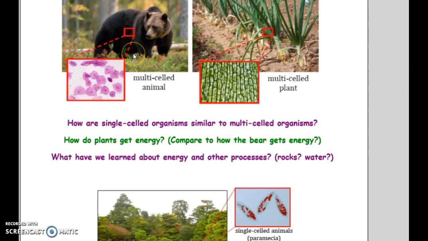Okay, so this just shows a picture of a bear, a multicelled animal, and a multicelled plant, and you can see under a microscope what their cells would look like. So you can see the animal cells, right, have a less defined shape, while the plant cells have that more kind of rigid structure because of those cell walls. I want you to see those for a minute.